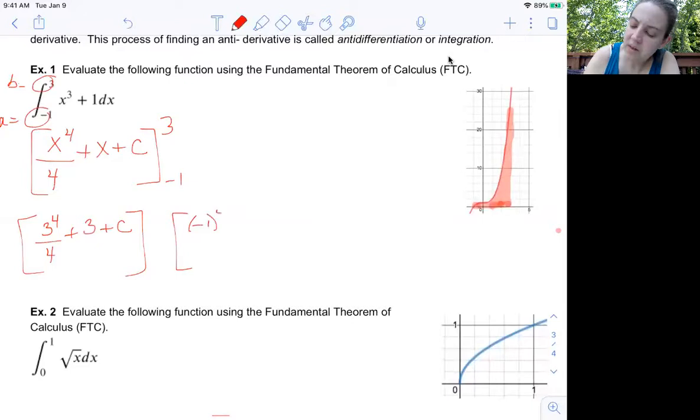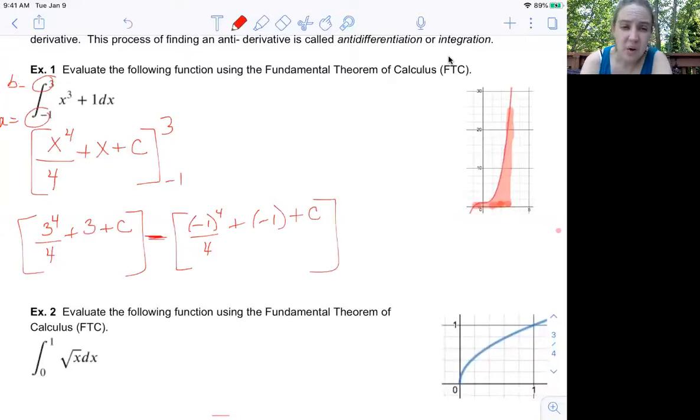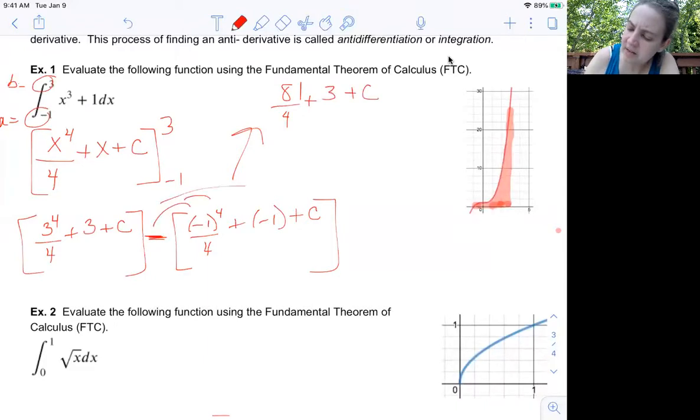-1 to the 4th over 4 plus a -1 plus c. And we're going to subtract these. So we have to go through and figure out what this is. So 3 to the 4th is really 81/4 plus 3 plus c. Now I'm going to distribute this negative sign to each one of these.